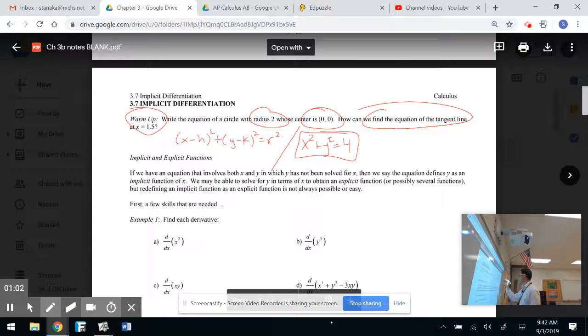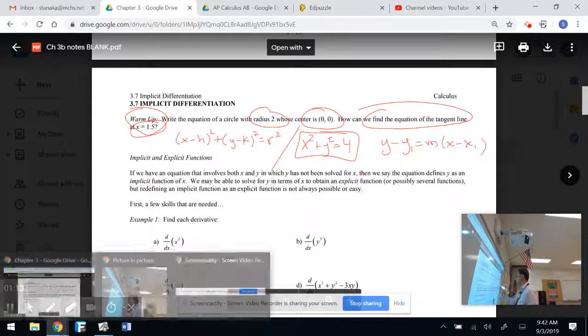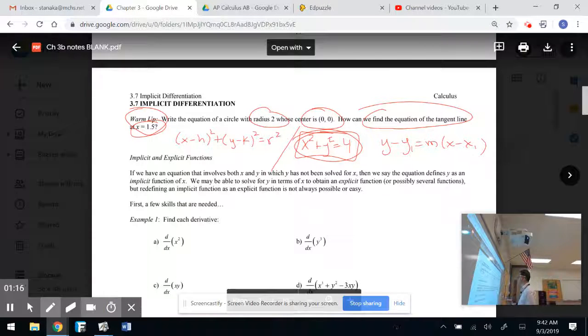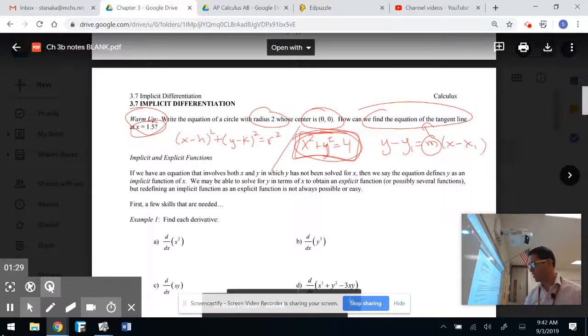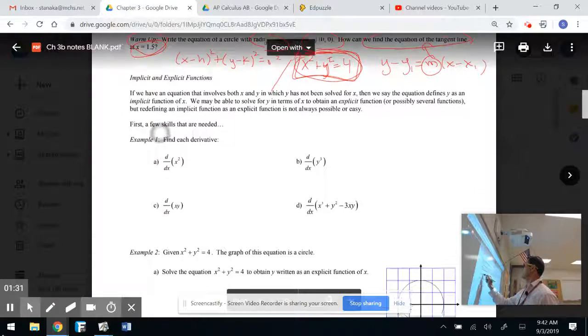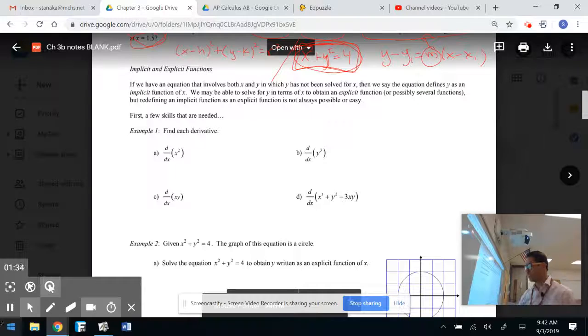Now, if you remember, whenever it says find the equation of a tangent line, right, class, that'd be y minus y1 is equal to m times the quantity x minus x1. And we do know x1 is 1.5. If we know x1, we could easily find y1. But the question is we need to find m, which would be the slope of the tangent line. And how the heck do I do that if I have an equation here of x squared plus y squared, which is equal to 4? And that's kind of what we're getting after here in this section when we introduce implicit differentiation.